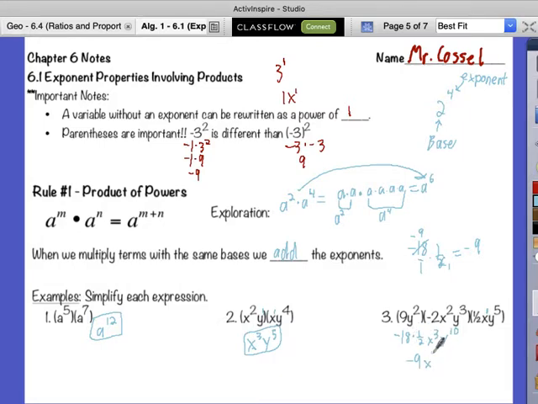So negative 9, x cubed, or x to the third, it's also called cubed, and y to the 10th. That would be our answer, because we can't do anything more than this. So we multiply all the normal numbers together. We still multiply our normal numbers together.